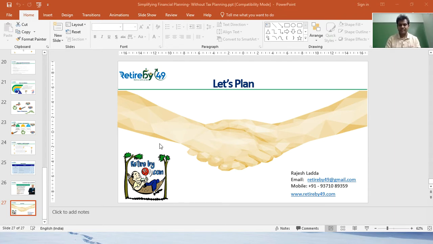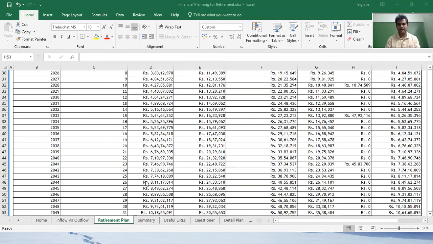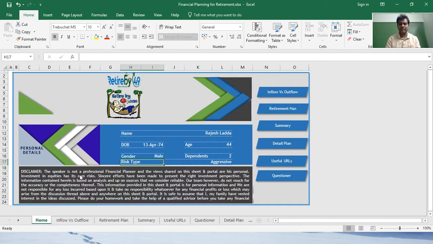So now, as I mentioned, we will be moving into the next part, the last and final part. As I mentioned, this is the heart of the entire session. This particular sheet will help you understand what corpus you require, how much savings you should do, and also where you should invest this money and how many years it will require to accumulate this corpus.